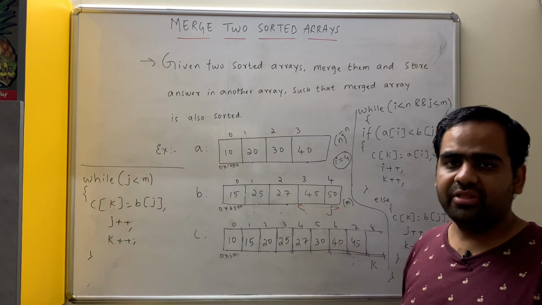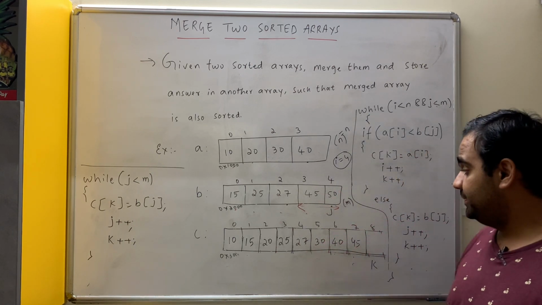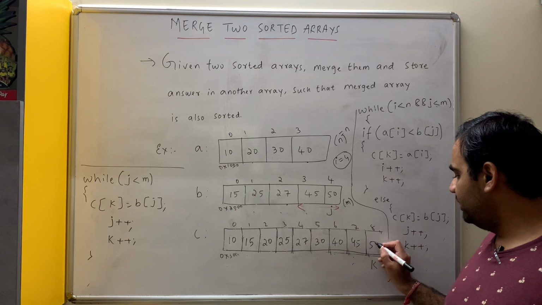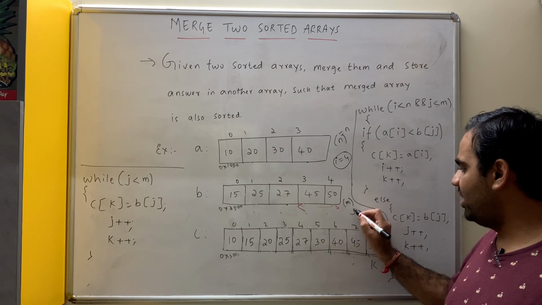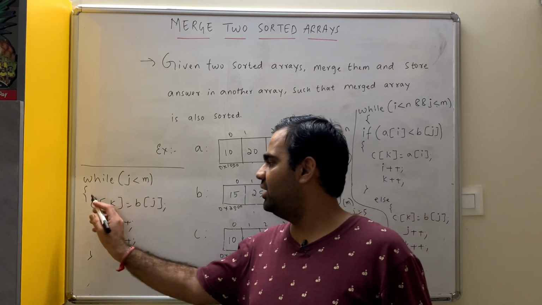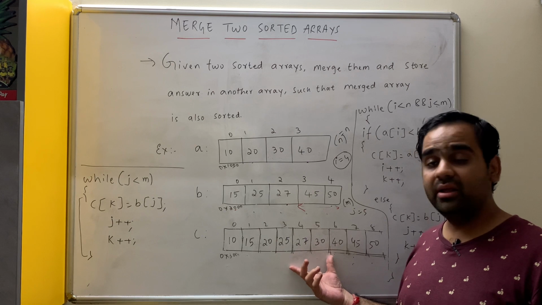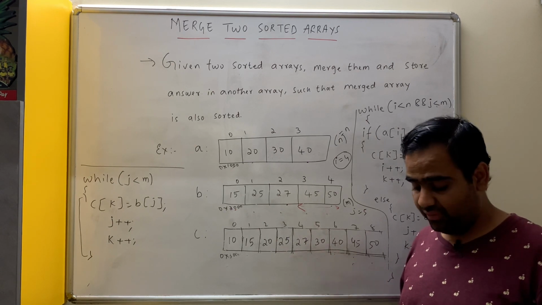Again go back, j less than m. Yes sir, j is less than m because j is 4 and m is 5. You copy 50 here. You say j plus plus, j becomes 5. You say k plus plus, k becomes 9. Again you go, 5 less than 5 is false. You come out of this loop and you see that the array C is sorted. This is the one case.